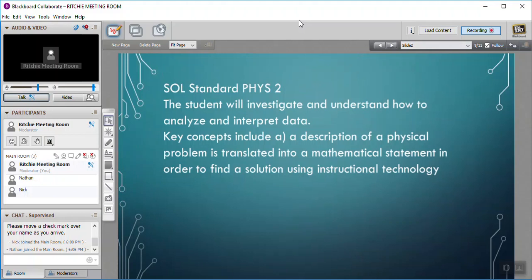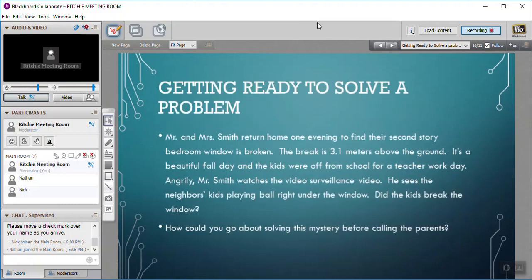Okay, so this is SOL Standard Physics 2. Students will investigate and understand how to analyze and interpret data. Some key concepts include A, the description of physical problem is translated into a mathematical statement in order to find a solution, and we will be using instructional technology for that.